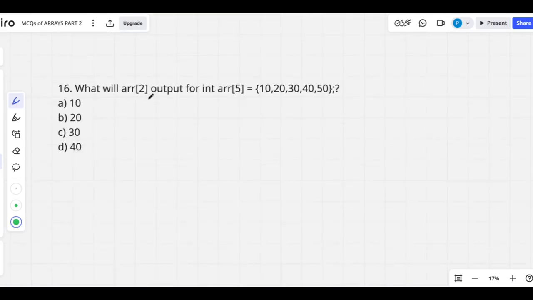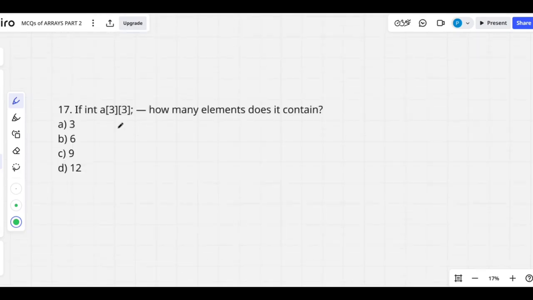What will be the output of array of 2, for an int array of 5 elements given here: 10, 20, 30, 40, and 50? We know that indexing starts from 0, so 0, 1, 2. So what is the output? 30. Okay, so option C is the correct one for question number 16. Now moving to question number 17.